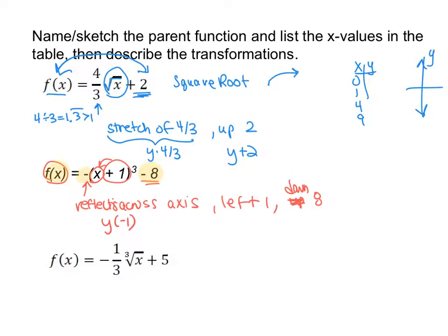That's the reflection, and this is going to be a y plus an 8. And inside is in the opposite direction. We said, so this is going to be an x minus 1.